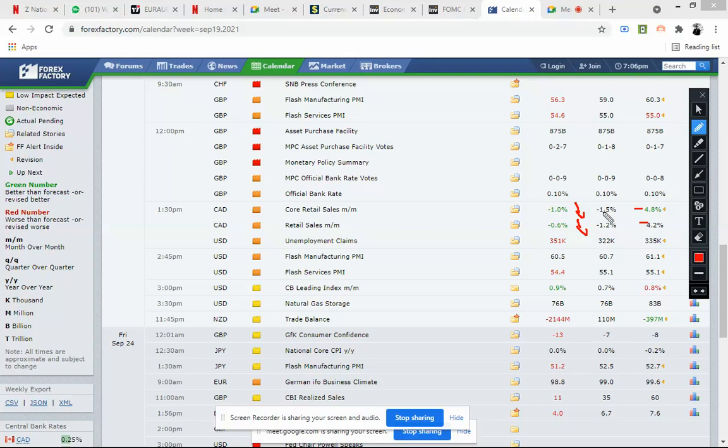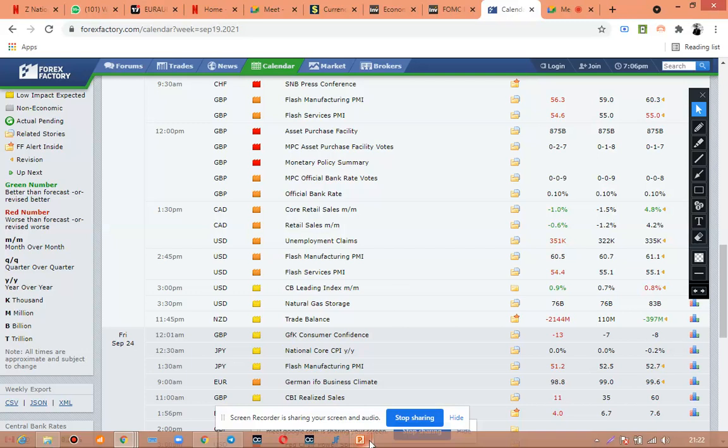But if you compare it with this forecast, it is bullish because both of them are more than the forecast. Both of them minus 1.0%, and here this is minus 1.5. This is what people are expecting, minus 1.5. That means minus 1.0 is still greater than minus 1.5. Same thing here, minus 0.6, minus 1. So that is what interest rate is all about.